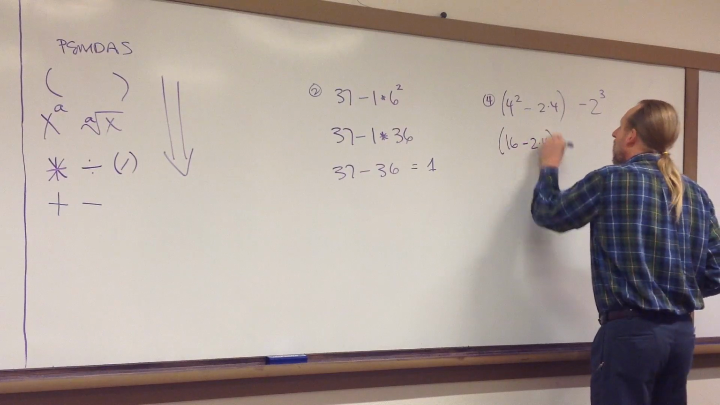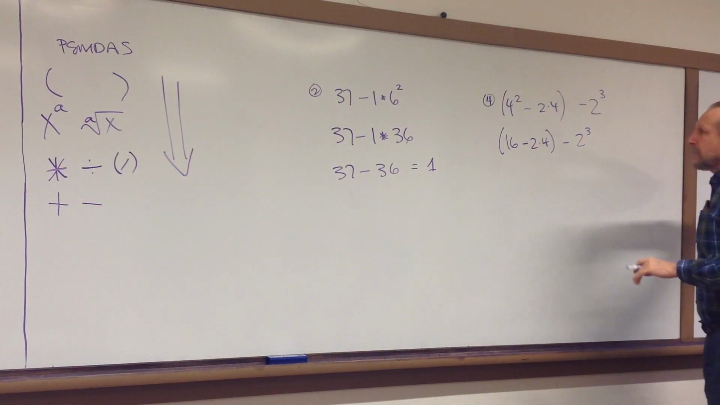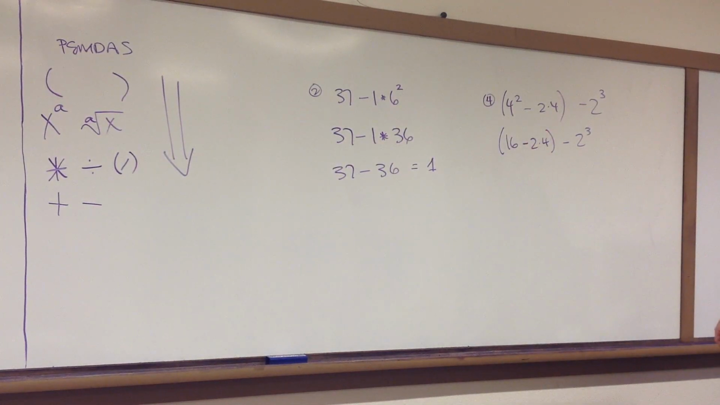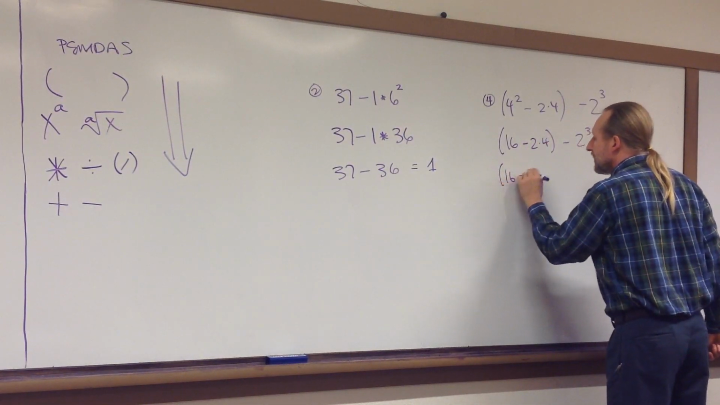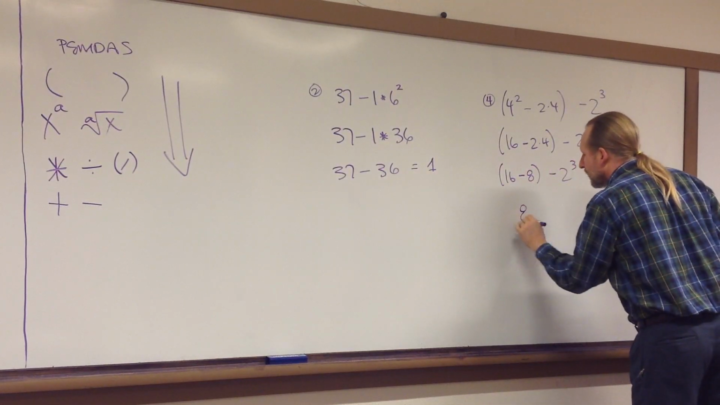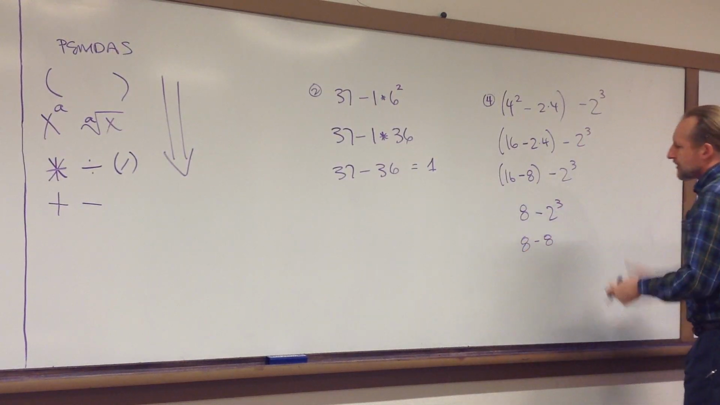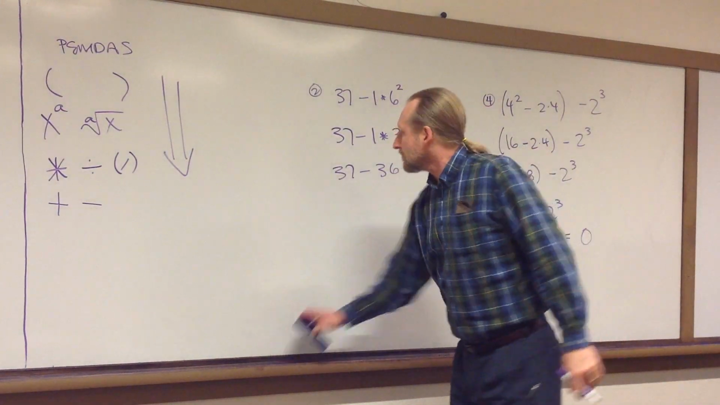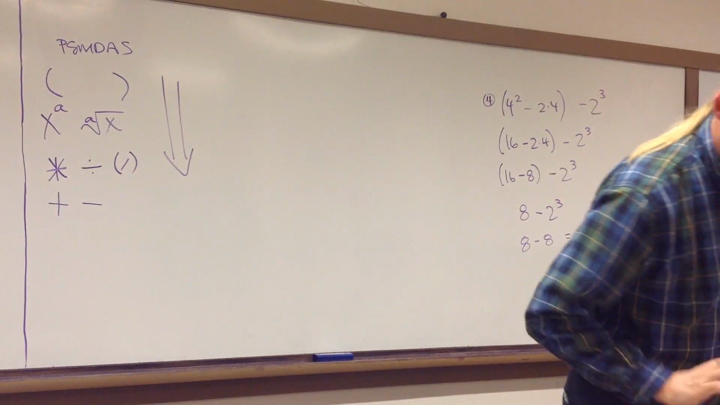16. You can do this exponent at the same time if you want to. It doesn't make any difference. I'll save it until we get rid of the parentheses. Now, inside the parentheses, we're going to do that multiplication. 16 minus 8. So now, we'll get rid of the parentheses. Do the other calculation. Save that subtraction for last. Comes out to 0. Okay.